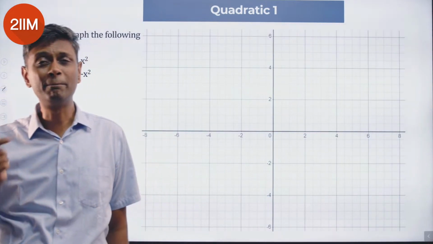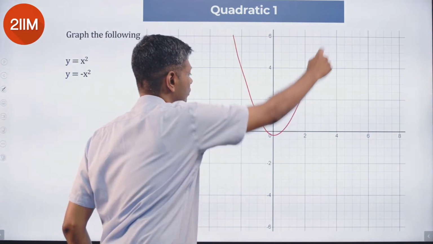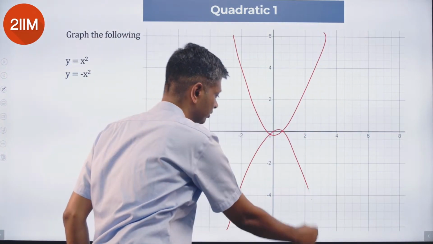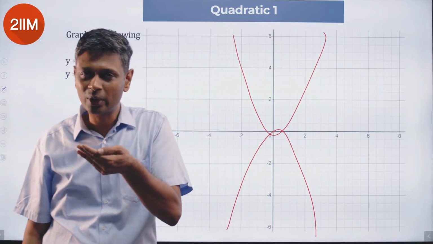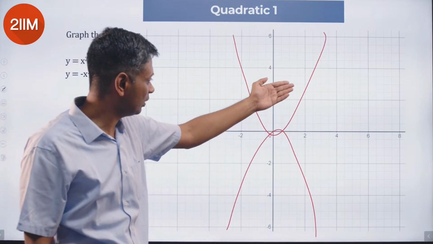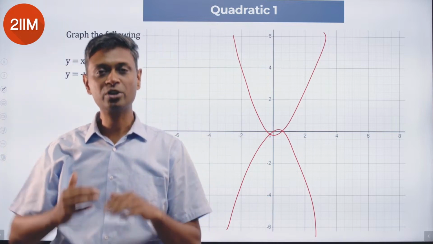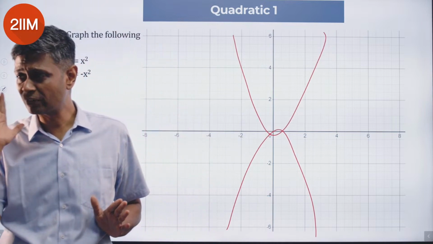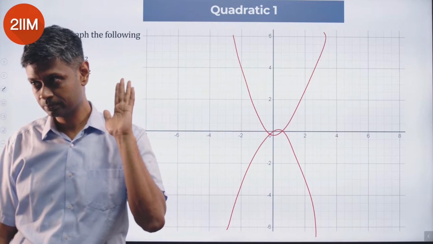Y equal to minus x square. That's easy to imagine. This is y equal to x square. This will be y equal to minus x square. Whatever x square we get, take minus of that. Go down. Instead of 1, we'll have minus 1. Instead of 2, we'll have minus 2. Just take a mirror image. Y equal to x square we've got. Y equal to minus x square we can get.